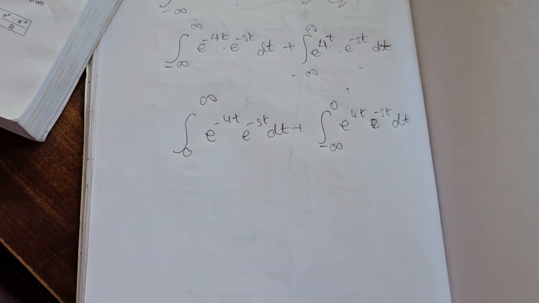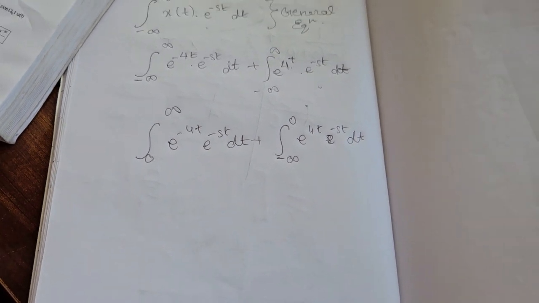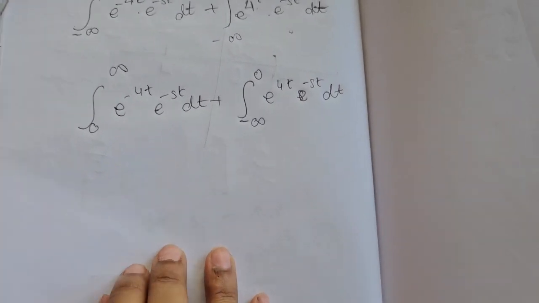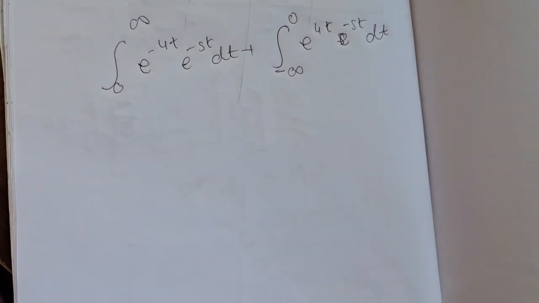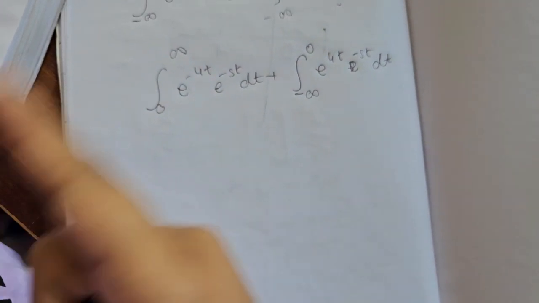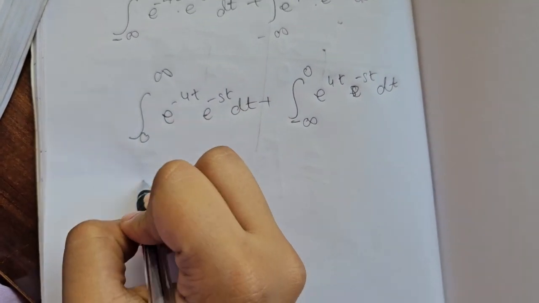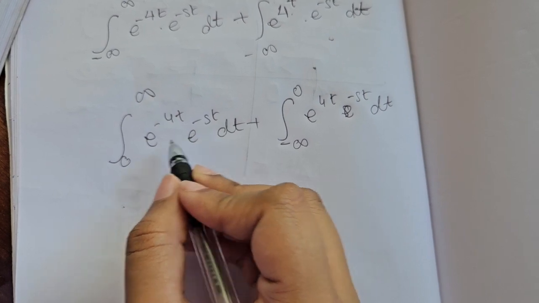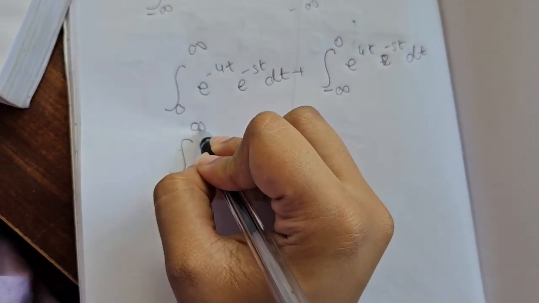From here, it's pretty simple. You just solve it the way we did for right-sided signals in the previous video. If you didn't watch the video, no problem, I'm going to explain it again here. If you have watched it, you can go ahead and skip this part. We are going to do a basic integration for this.